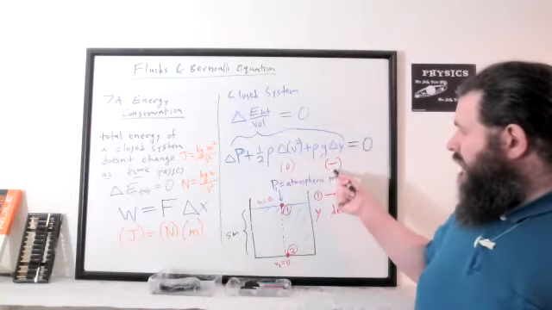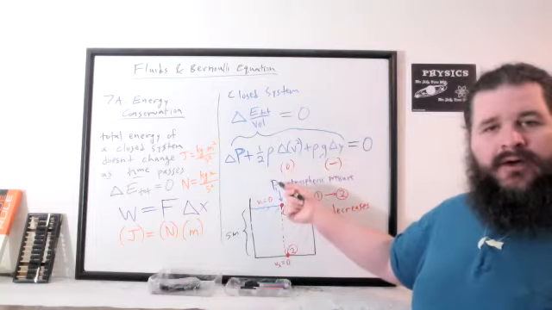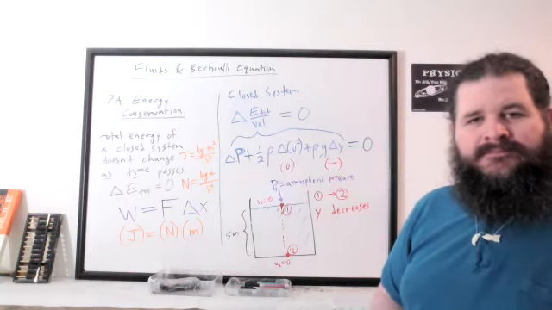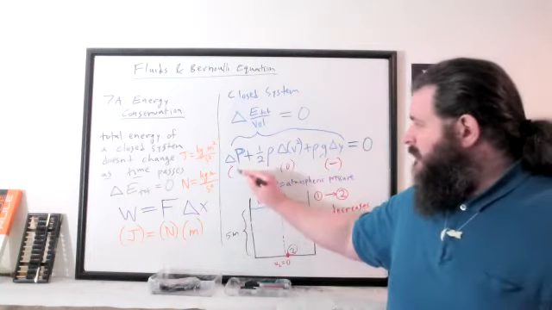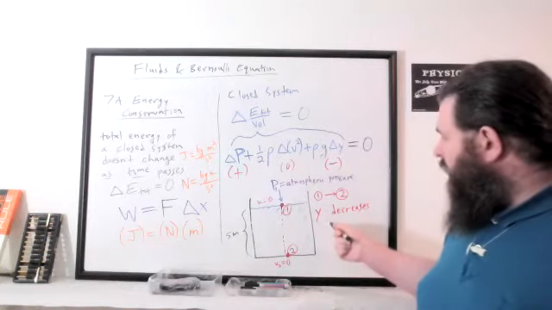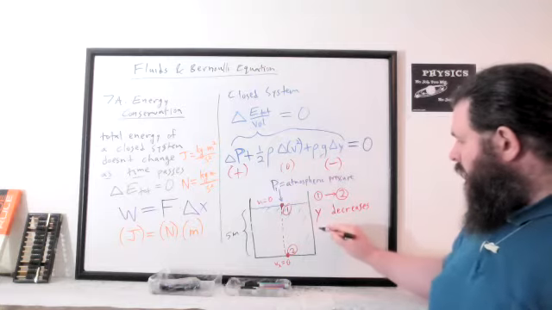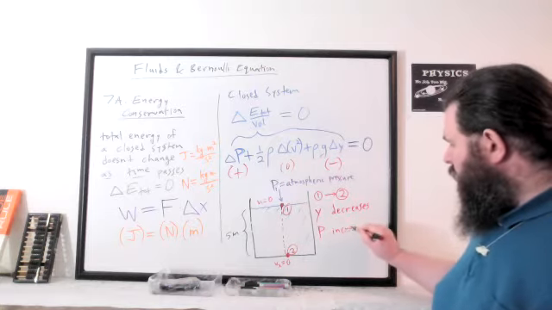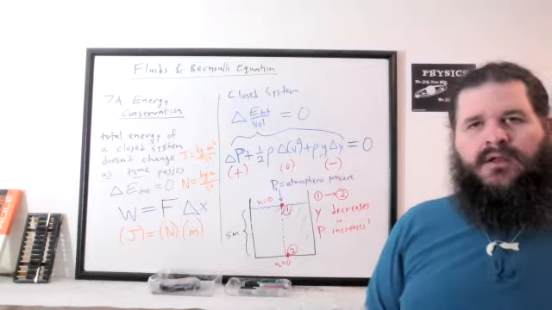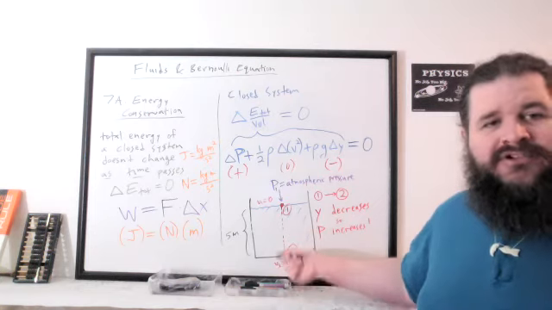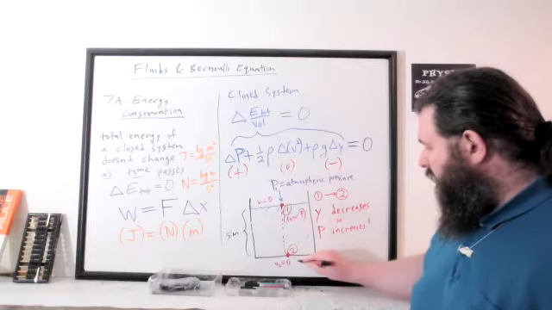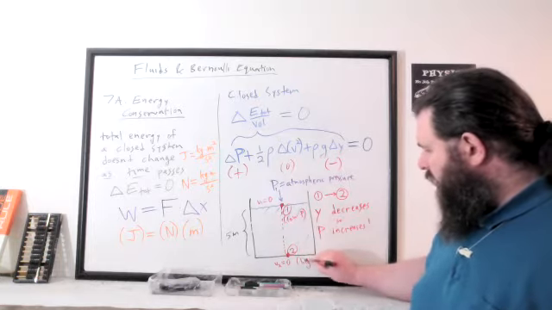So if delta Y is negative and delta V squared is 0, what does that tell us about delta P? Right, delta P has to be positive so that these still add up to 0. So if the height is decreasing from 1 to 2, then the pressure has to be increasing. So that means we know that point 2 is higher pressure than point 1. Point 1 is low pressure, comparatively speaking. Point 2 is high pressure.